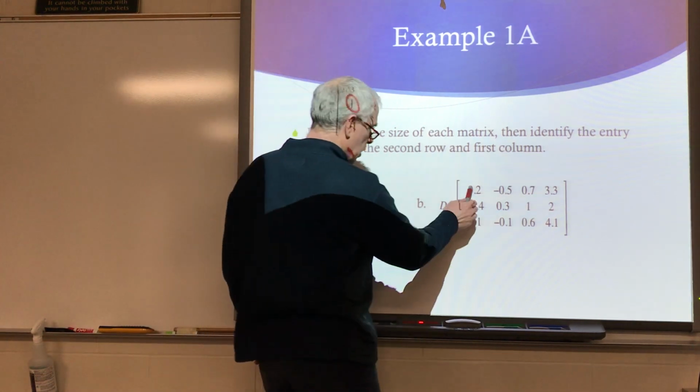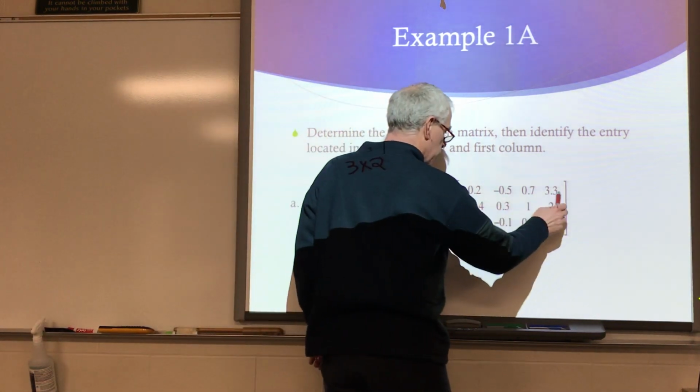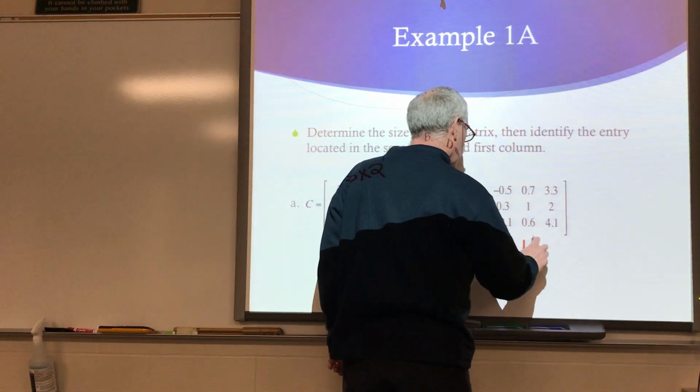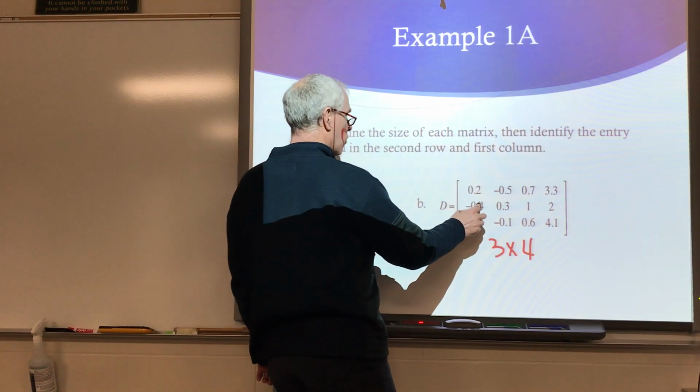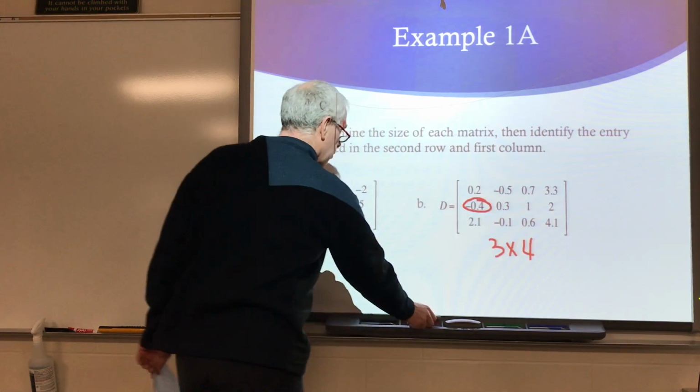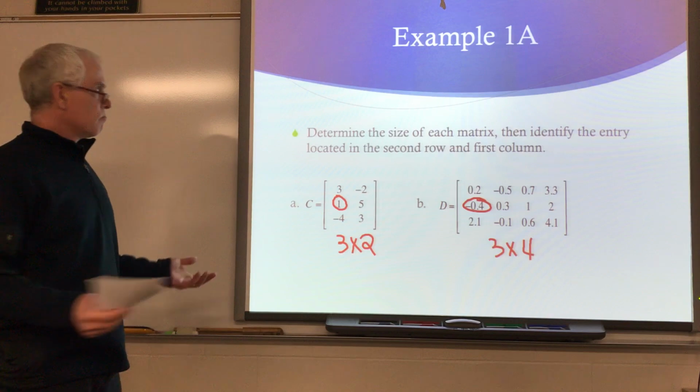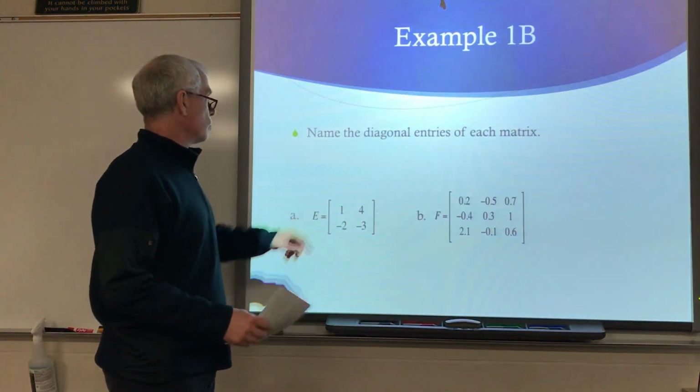Over here, I've got 1, 2, 3 rows, 1, 2, 3, 4 columns, so I would call this a 3 by 4. The entry located in the second row, first column, is that negative 4 right there, okay? Straightforward, that's not going to be too terrible.